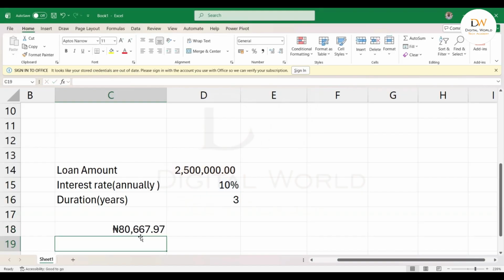Press enter. So now Maria is going to be paying the total amount of 80,667 naira and 97 kobo per month for 3 years before she can cover the loan. So you make sure your rate and time unit match. All right? So this is how we use the PMT function in Excel. You can practice with different values to fully understand how loan repayment works.